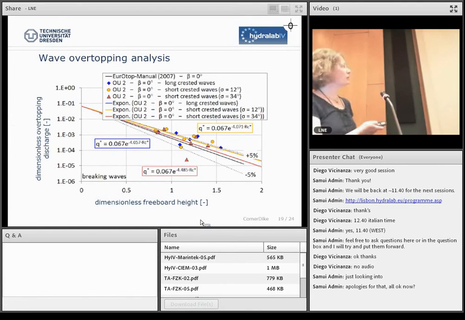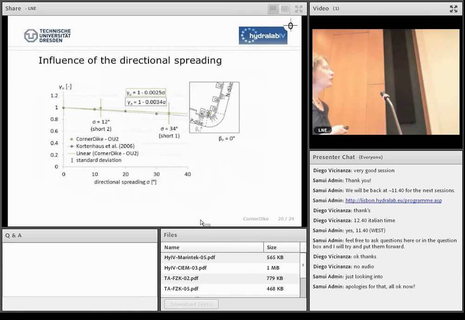We could distinguish an effect of this directional spreading on the wave overtopping, as you can see here in this green line. These are the test results from the corner dike, and it confirms the test results from Kortenhaus et al. from 2006 very well, and we could also confirm this formula for our tests considering wave run-up on the cone here.